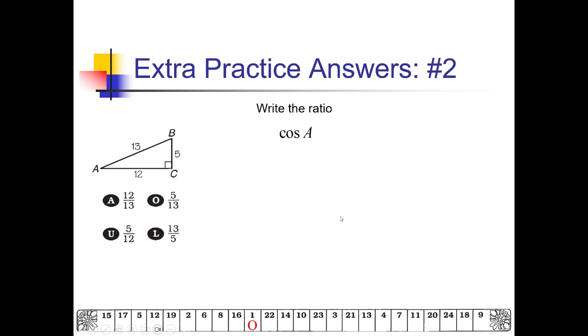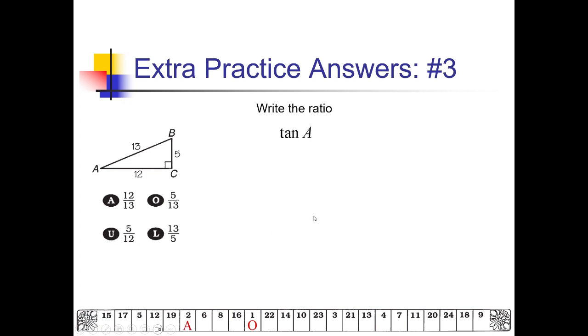Next up, we're figuring out cosine of A. So cosine is adjacent over hypotenuse. So from A, the adjacent side is this 12 side that's part of the angle but not the hypotenuse. So we have 12 over the hypotenuse of 13. That hasn't changed from problem 1. So that's going to be choice A, which goes in spot number 2.